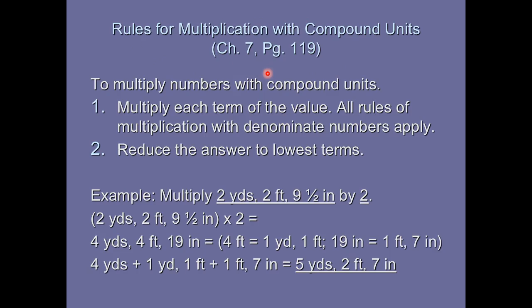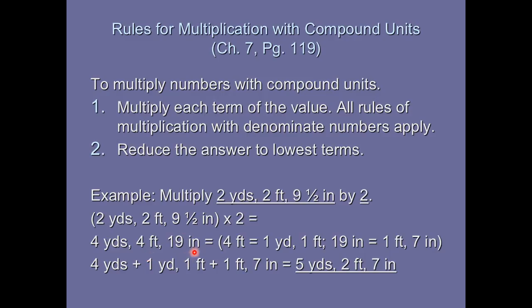Okay. Now rules for the multiplication with the compound units. If I have multiple compound units, how do I multiply? Now to multiply by an abstract number is easy. For an example, if I multiply these by 2, it's actually very easy. All I'm doing is just multiplying each one: 4 yards, 4 feet, and then 9.5 is 19 inch.